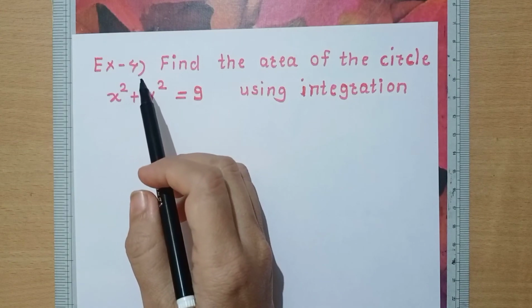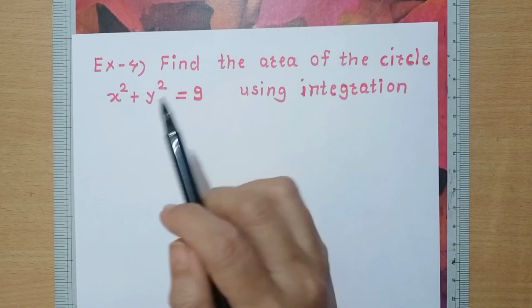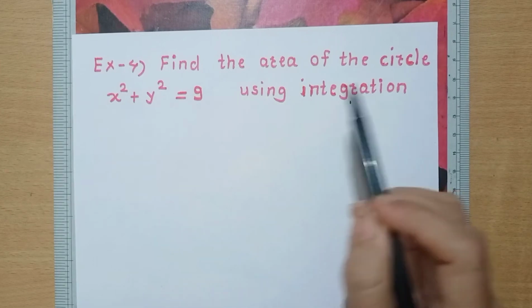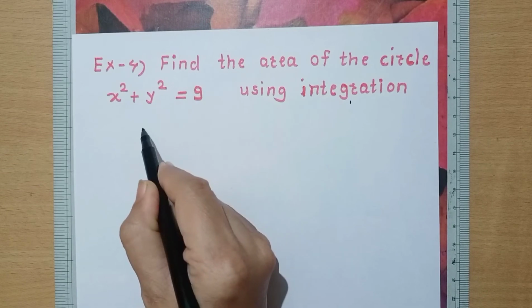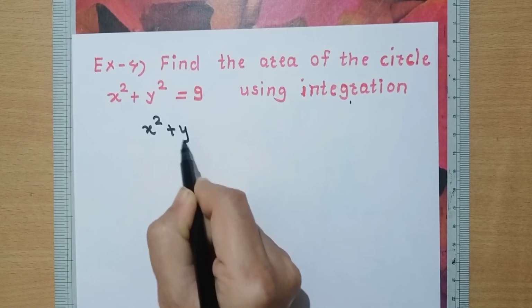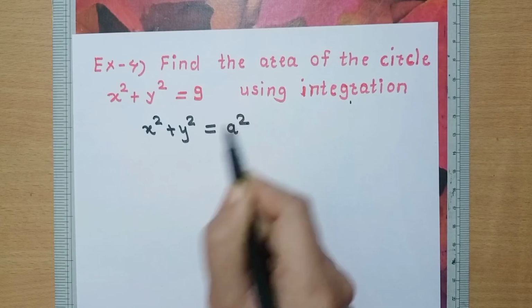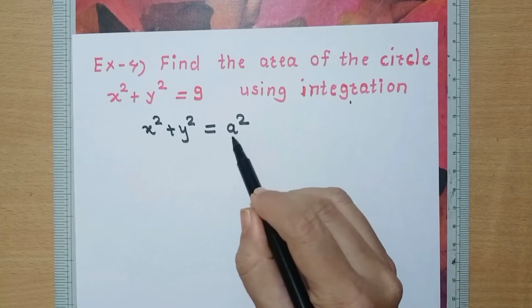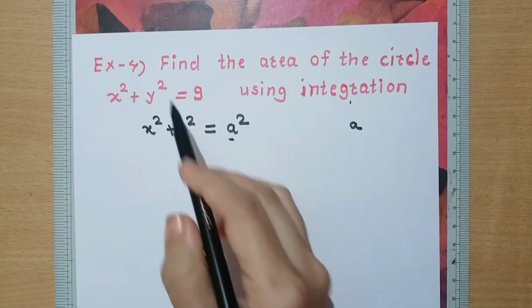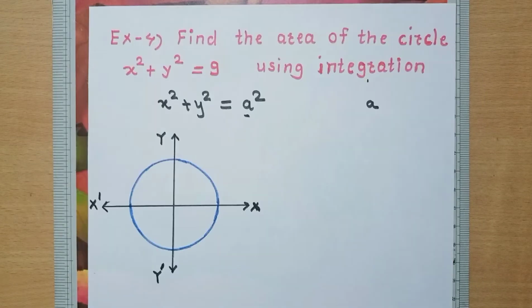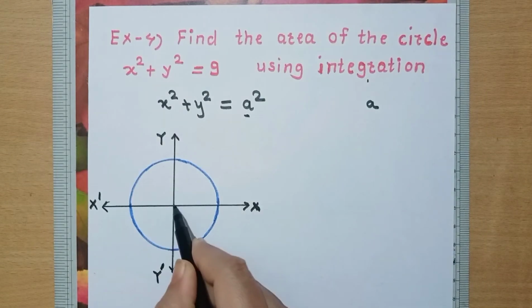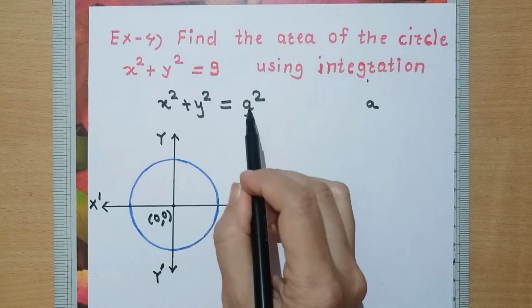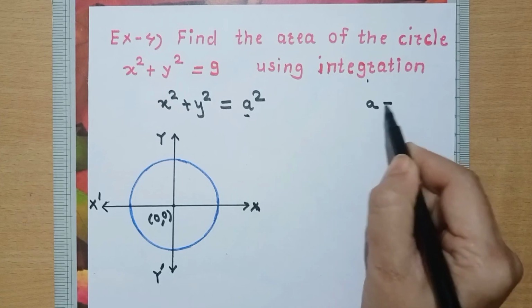This is our fourth example. Find the area of the circle x square plus y square is equal to 9 using integration. This equation is actually in the form x square plus y square is equal to a square, which is the standard equation of a circle whose center is at origin and having radius a. So we will draw this circle. This is our required circle whose center is at origin and radius. Comparing this, we have a is equal to 3.